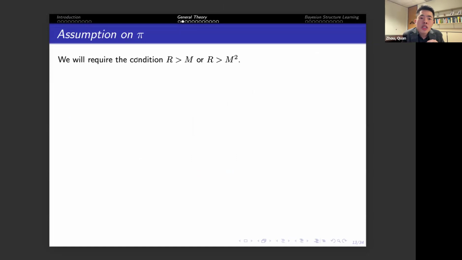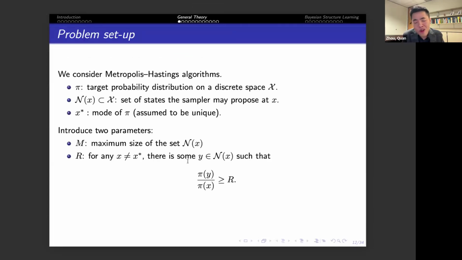And in our theory, we will consider the following conditions, say big R greater than big M, or big R greater than big M squared. This is basically the only assumption we need for our theoretical development. And if we look at this definition again, basically what I'm saying is that if I'm not at the current global mode, if I'm not at the true model, then I will be able to pick a neighboring model which is much better than the current model. Much better just means that the posterior probability is much larger.